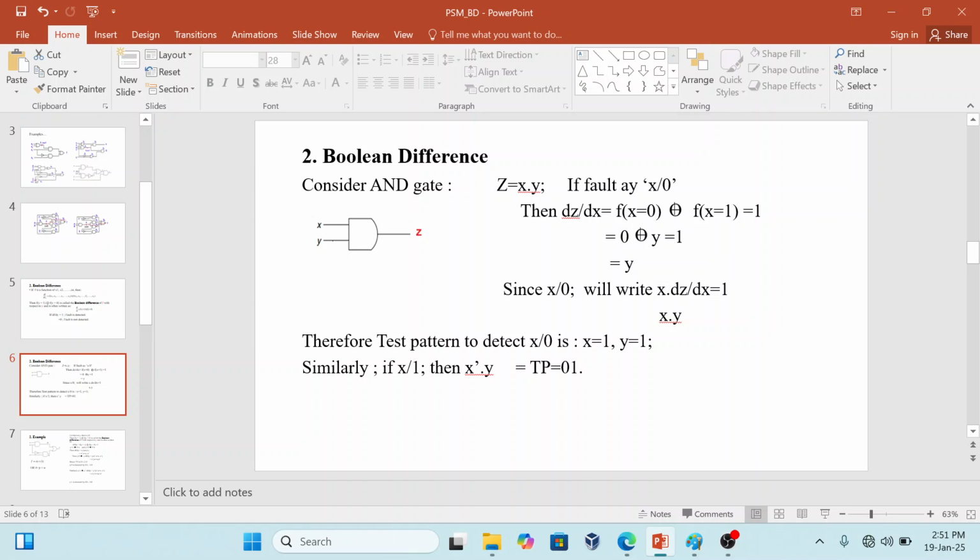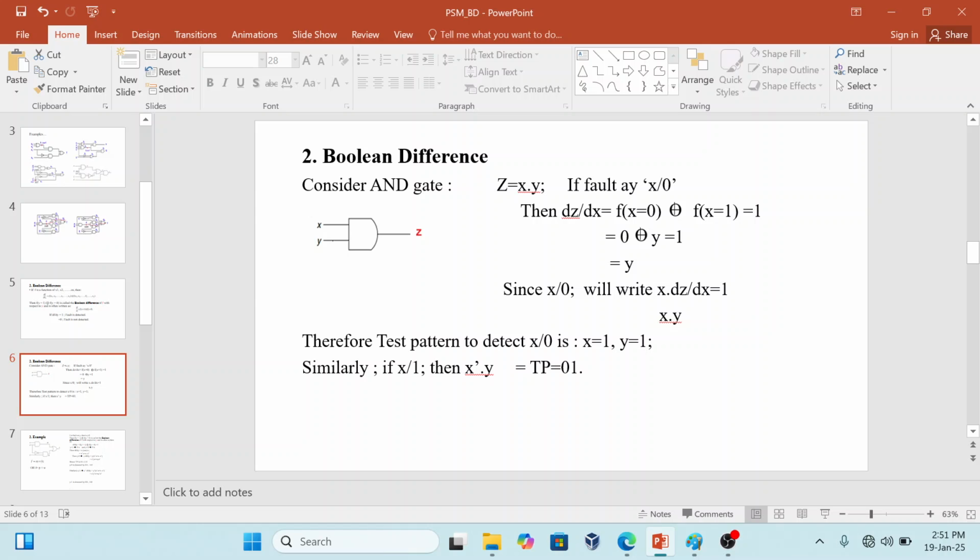That's why I will be writing dz by dx, that is nothing but substituting the value of x is equal to 1 XOR with substituting the value of x is equal to 1. I am equating that with 1. If I get 1, that means the fault can be detected.